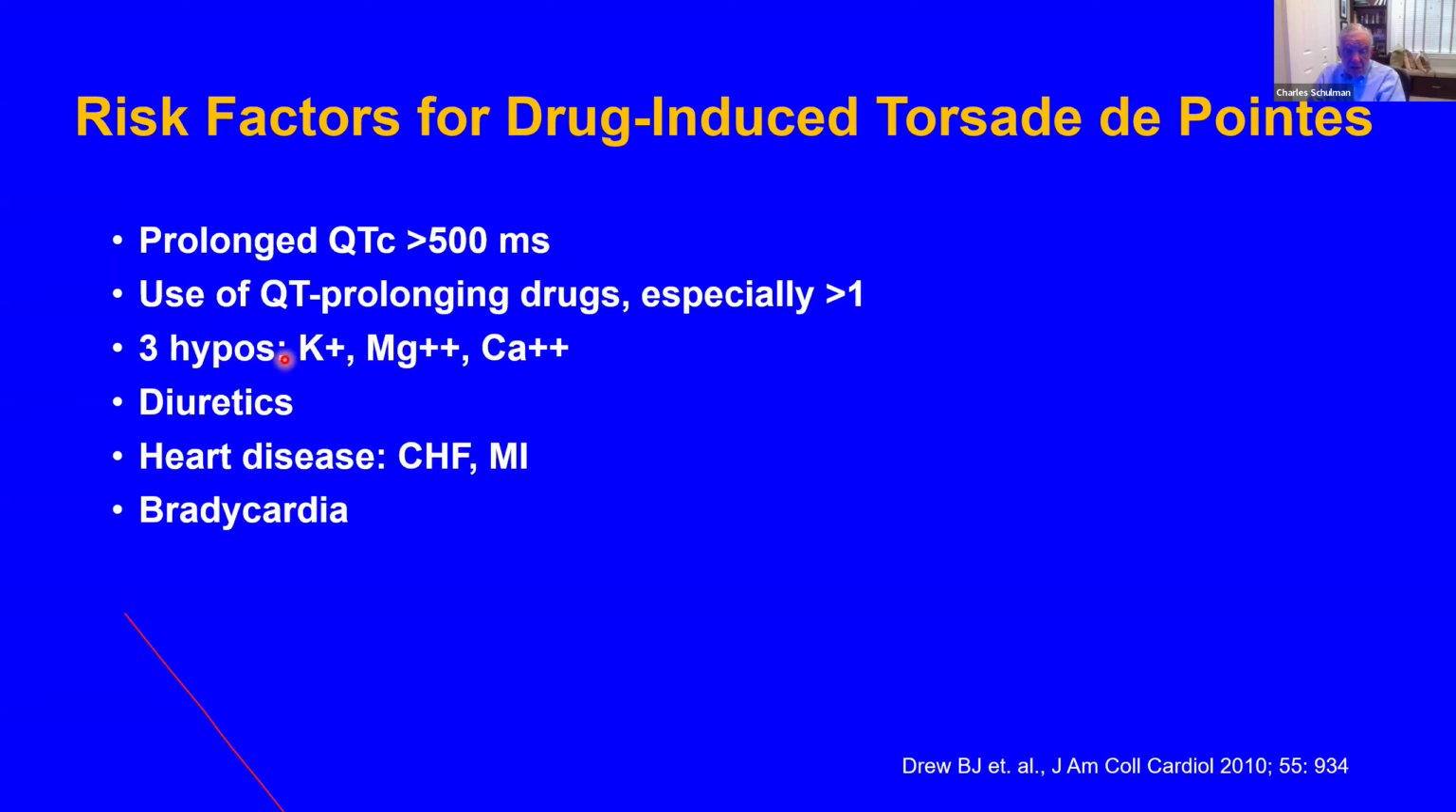The use of QT prolonging drugs, especially more than one at the same time. What I call the 3 hypos: hypokalemia, hypomagnesemia, hypocalcemia. Diuretics, because they cause hypokalemia and hypomagnesemia, heart disease, and bradycardia of any cause.